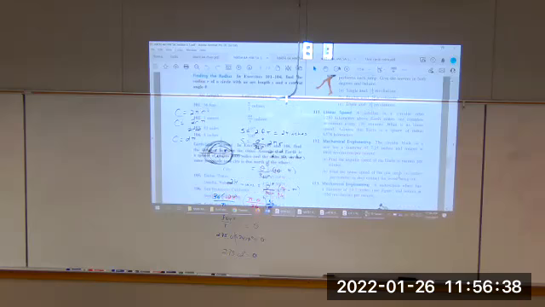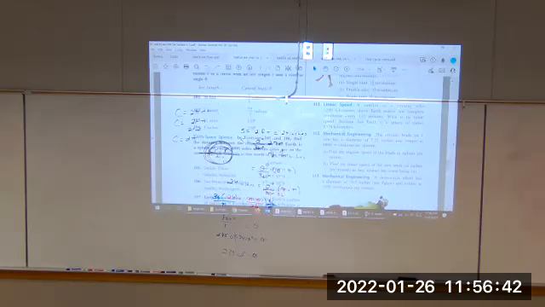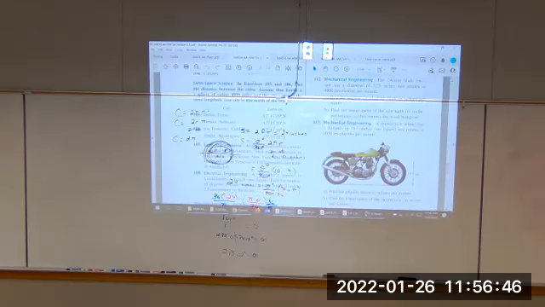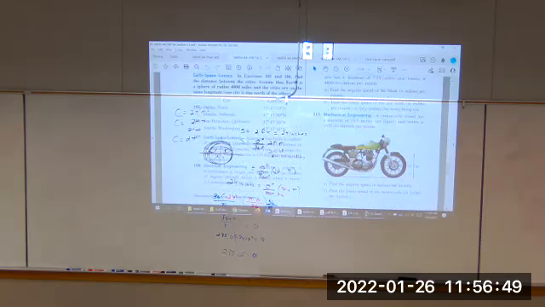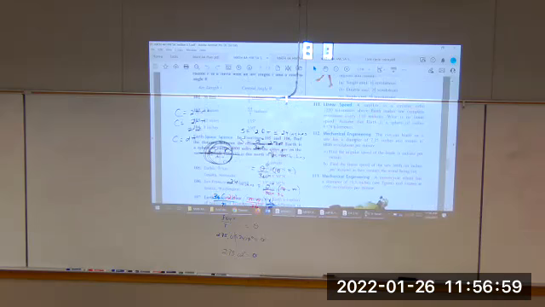You get to choose now. Number 111, satellite in circular orbit, and so on. Or number 113, mechanical engineering, a motorcycle wheel with a diameter of 19.5 inches that rotates at, and so on. Pick one.